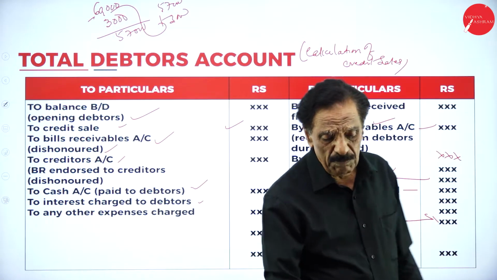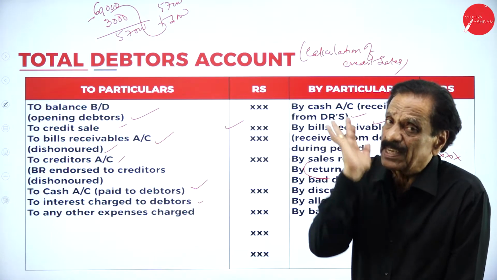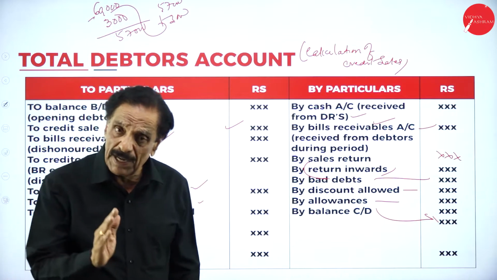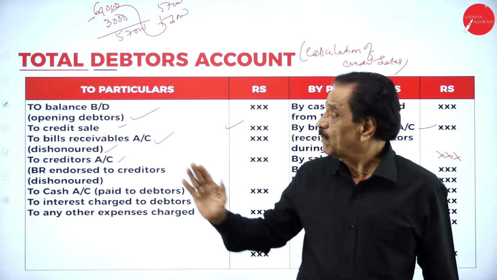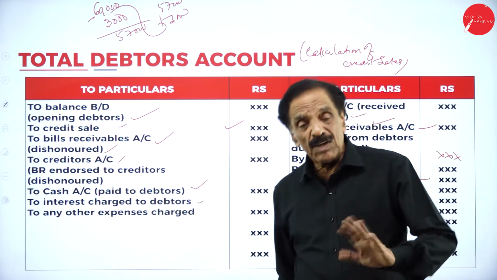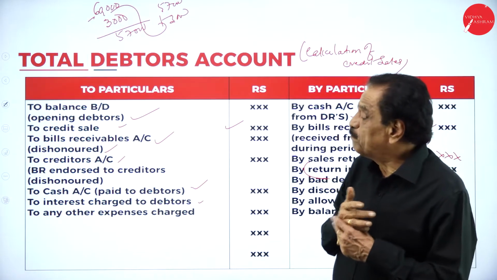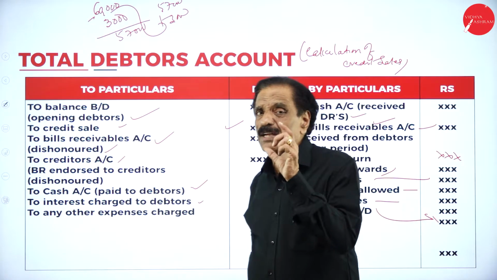I will explain. The debtor account is prepared to find out the credit sale. What do you mean by that? How do we start? To balance brought down, opening debtor. How much money you have received. When you make a credit sale, the debtor account will be raised. If the BR is dishonored, your debtor account will be raised. You must be careful about the formula.